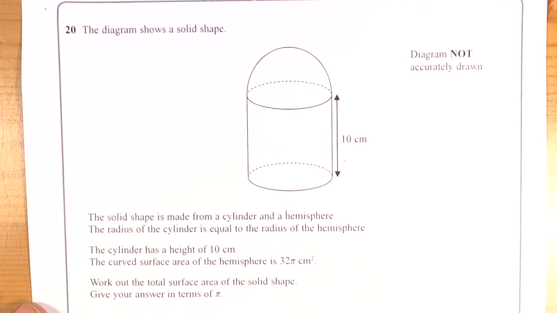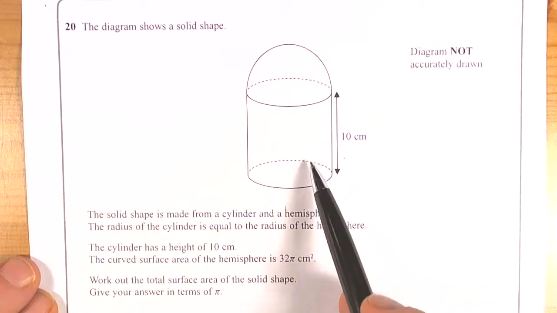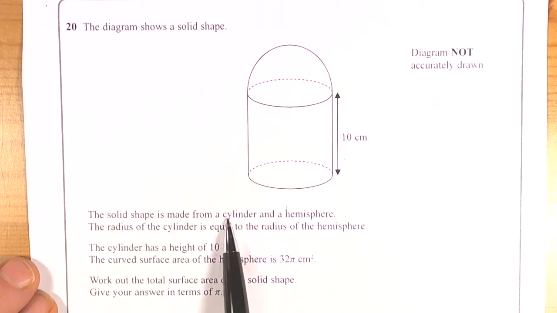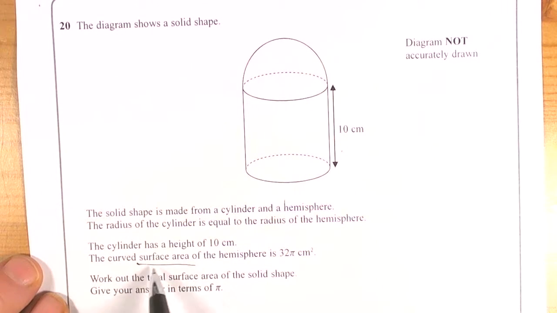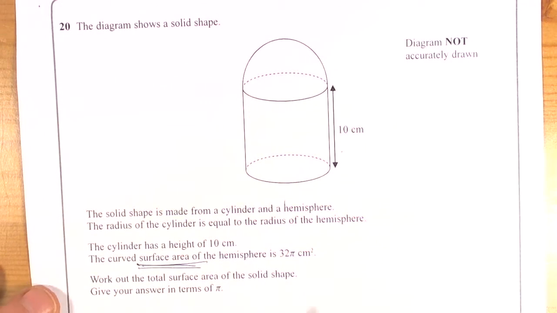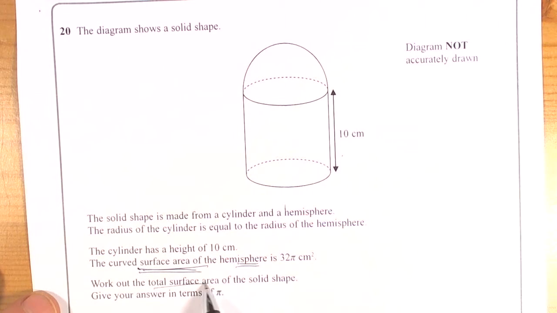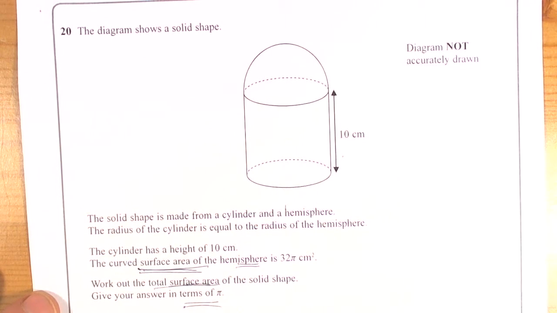Okay, so we've got a question here, and it's about a shape in 3D, and it's telling us that it's made of a cylinder and a hemisphere, and it's telling us the radius of the cylinder is equal to the radius of the hemisphere. The cylinder has a height, and it's got a surface area. Okay, so there's the clue. This is about surface area, and it's about a hemisphere, and it wants you to work out the total surface area in terms of pi.